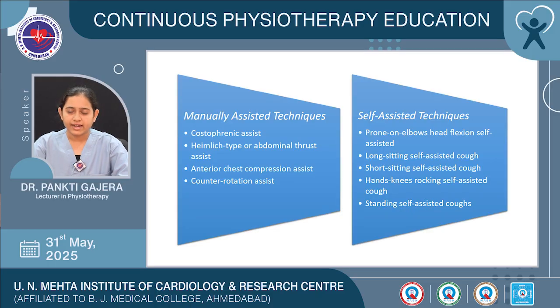So now the techniques, assisted cough techniques. There are 2 assisted cough techniques. One is manual and second is self assisted. In manual, we can learn costophrenic assist, Heimlich type or abdominal thrust assist. Third one is anterior chest compression. Fourth one is counter rotation. And in self assisted techniques there are 5 techniques. One is prone on elbow, head flexion, self assisted. Second one is long sitting, self assisted cough. Third one is short sitting, self assisted cough. Fourth one is hands, knee rocking, self assisted cough. And fifth one is standing self assisted cough.